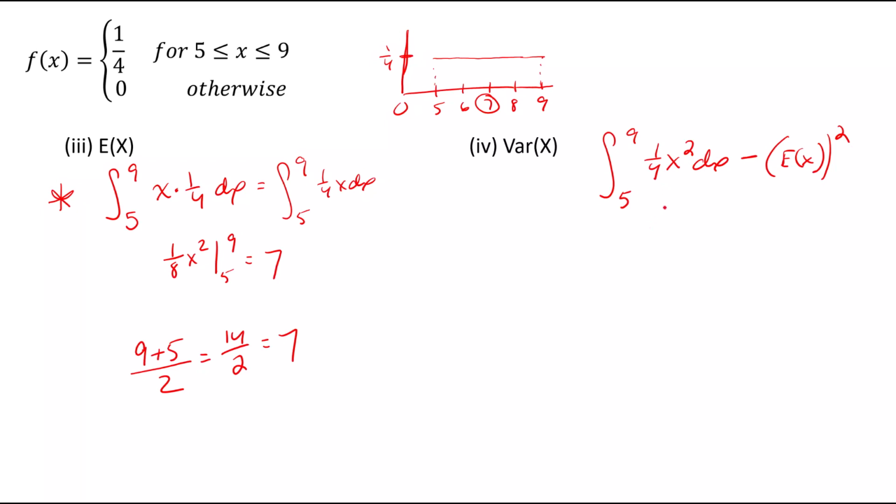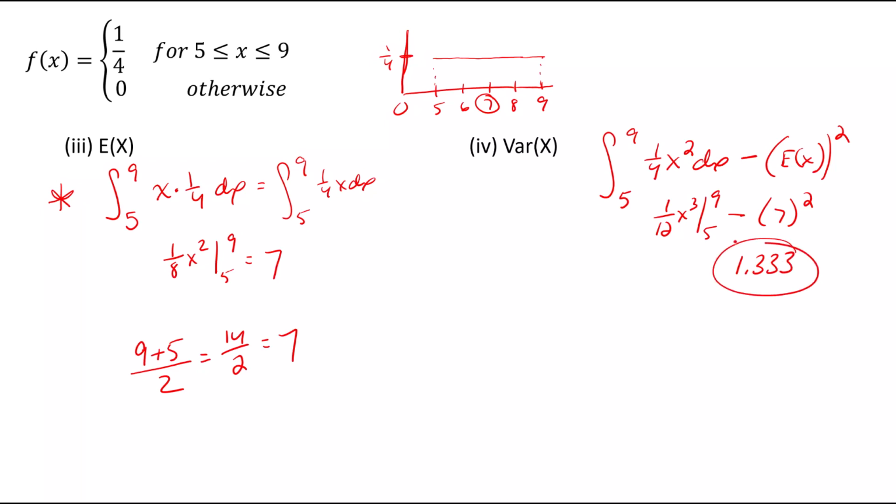And so if I integrate this, I'm going to get 1/12 x cubed from 5 to 9 minus, we found our mean over here to be 7, so minus 7 squared. And of course, you guys know how to do this math. And when you do that, you get 1.333. And that is going to be my variance, which we've done.